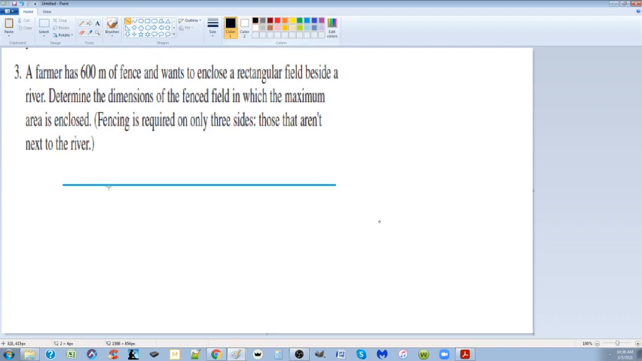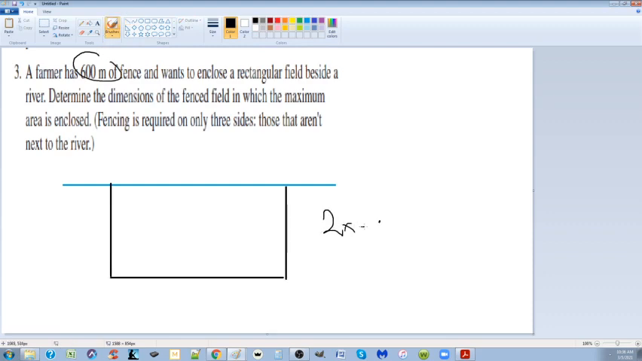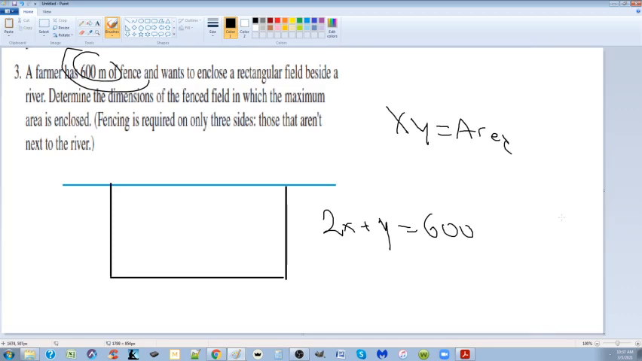So now he's constructing his x here and his x here, and he only needs one y, which now means the perimeter is not 2x plus 2y. If this is x and this is x, this is y, it's actually 2x plus 1y is equal to 600. And the formula still holds true. x times y is equal to area. Okay, you can see how these work out each time.